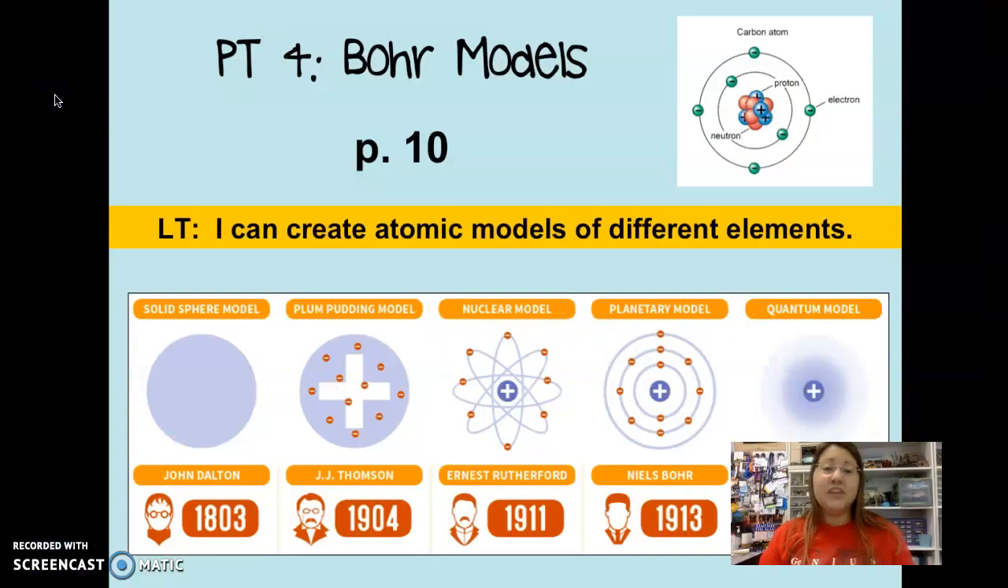Hey super scientists, we're looking in your periodic table lab notebook at page 10, and we're going to be talking about how to make Bohr models. So Bohr models are a specific type of atomic model, and this little timeline is just showing you some different models that scientists have developed throughout history.